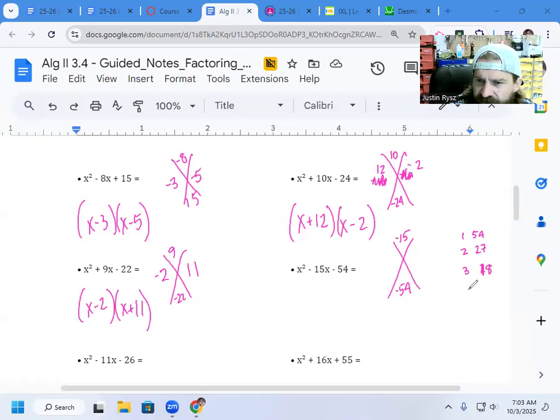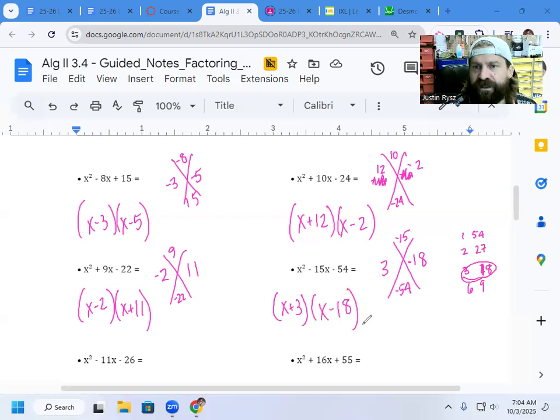No, 4, 6, 9, 7. Okay, yeah. All right, so here's the combination that works. We got 3 and 18. Now, if I want to make a negative 15, I'm going to have to make the 18 negative. So we have an x plus 3 and an x minus 18.